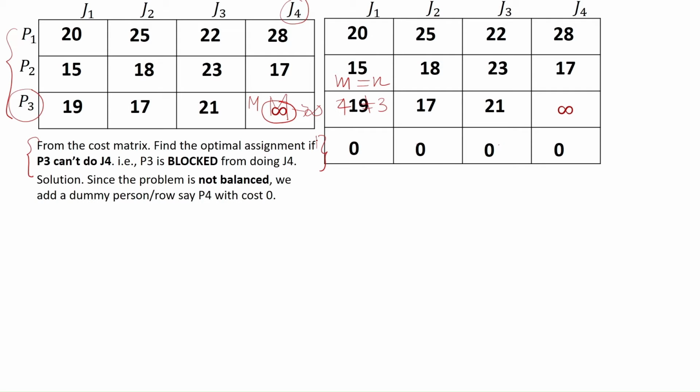If you want to allocate P4 to job 1, he asks you for 0 rupees. He asks for 0 rupees for J2 also, similarly for J3 and J4. Now we have a situation where we have 4 jobs and 4 people. Now we can start our assignment problem.